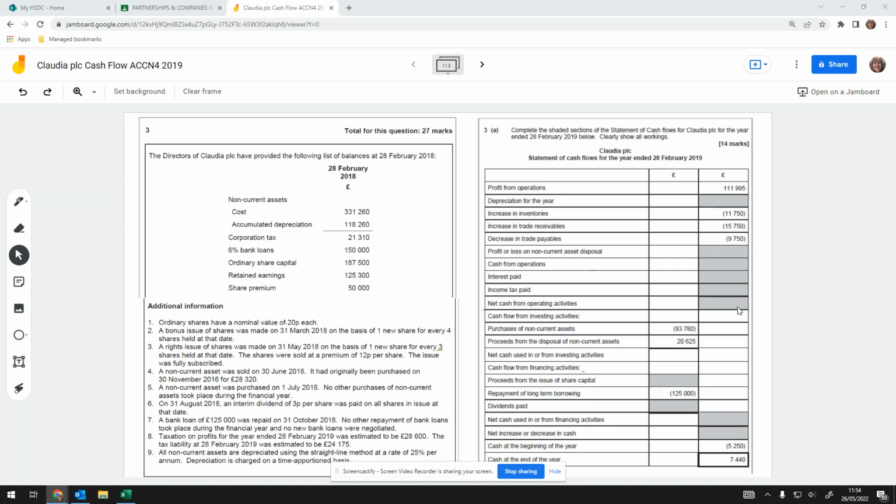So essentially we're going to be filling in the boxes that are shaded, except they've missed a shaded box out there. We need to find the net cash used in or from investing activity. The beauty of this question is we've actually got the layout, so we can revise that as we go along. The first part is reconciling the profit from operations, dealing with timing differences and non-cash adjustments like depreciation, to eventually arrive at the net cash from operating activities.